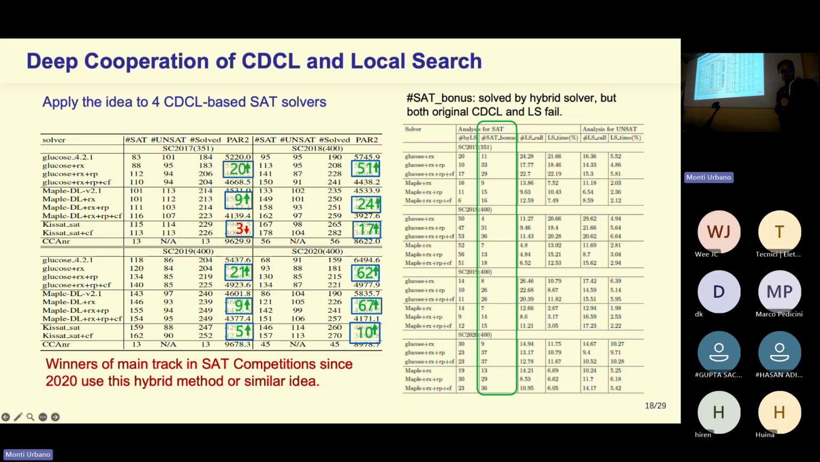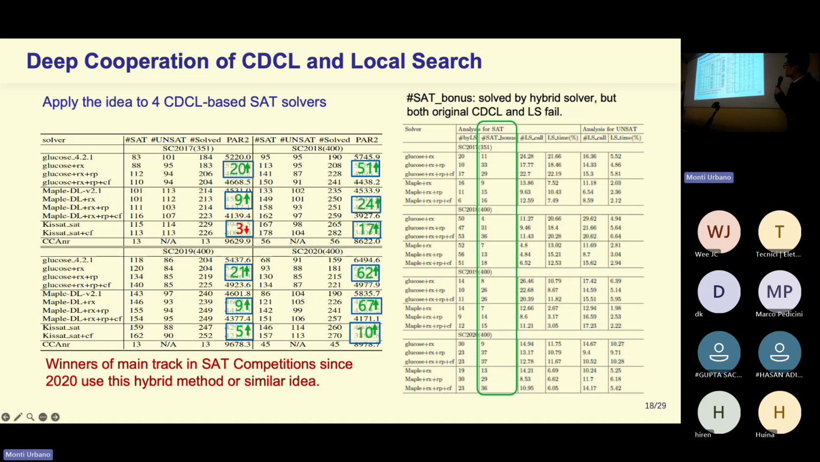And that led to the winner solver in the SAT Competition 2020. And actually, since then until now, in every SAT competition, the main track winners are based on this idea, including Kissat or CDCL.